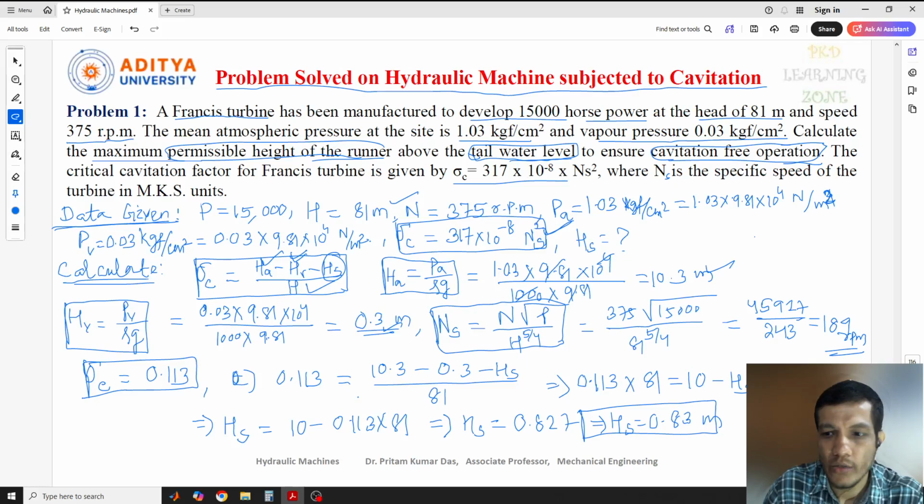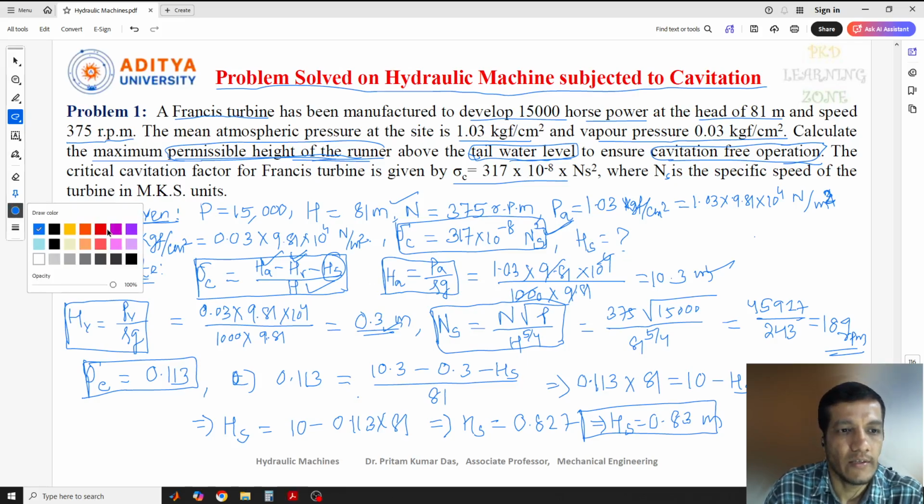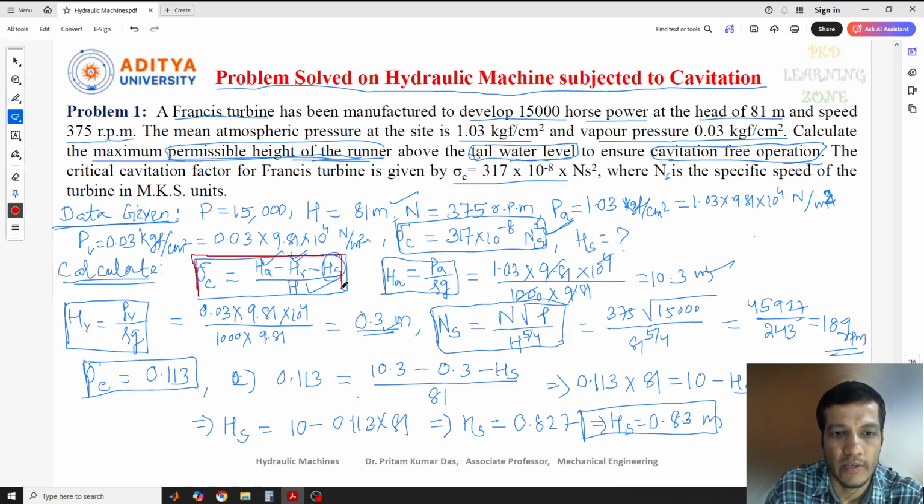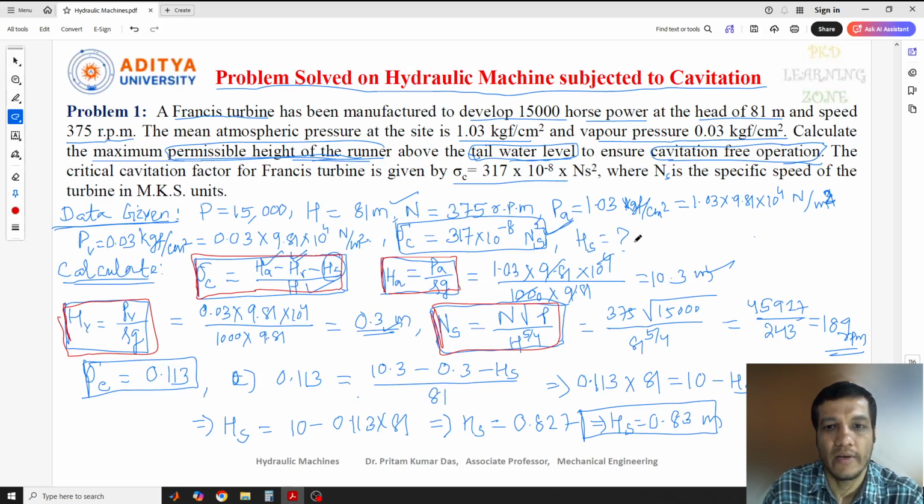Now see what they told to calculate, it's just the same thing we have calculated. So the maximum permissible height of the runner will be 0.83 above the tail water level. I hope you understand how to solve the problem. A few things we need to remember: this is the formula of sigma c, and how to calculate the head from the pressure value. Along with that, one more is the specific speed of the turbine. Remaining things are very simple, we can easily solve it.